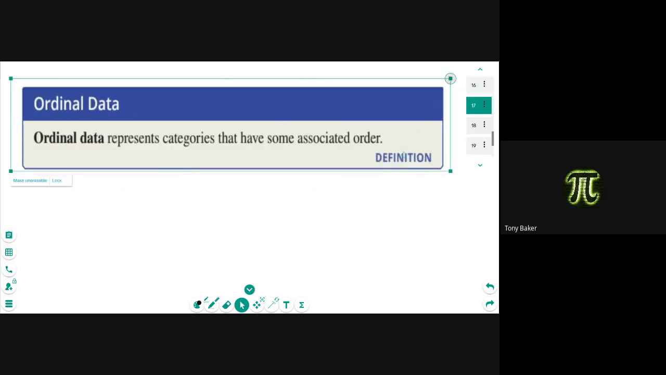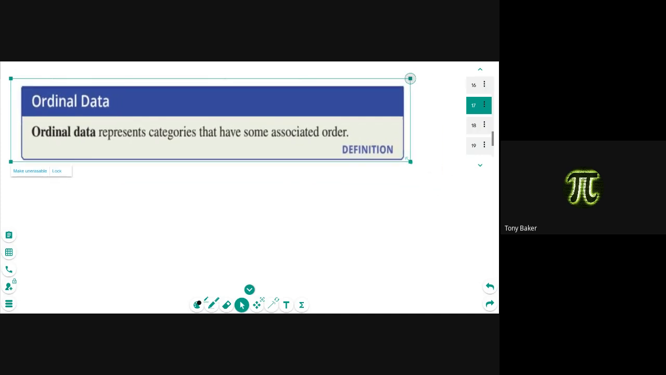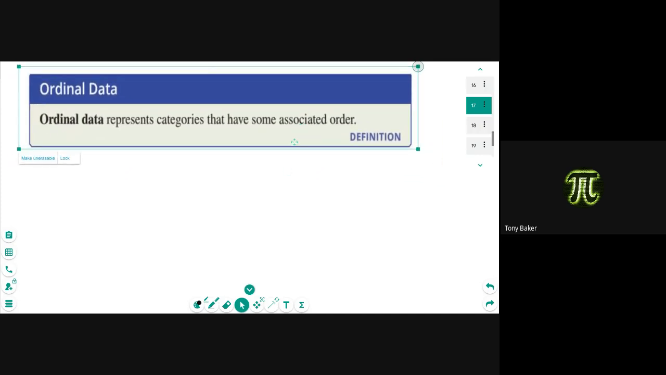Ordinal data, the only difference with this one is, what's the root word for ordinal? Order. I can put the data in order. Let's keep with the cars because you guys liked the cars before. The year of the car is ordinal data because I can put those in order, and that order has some meaning because it tells me the age of the car.